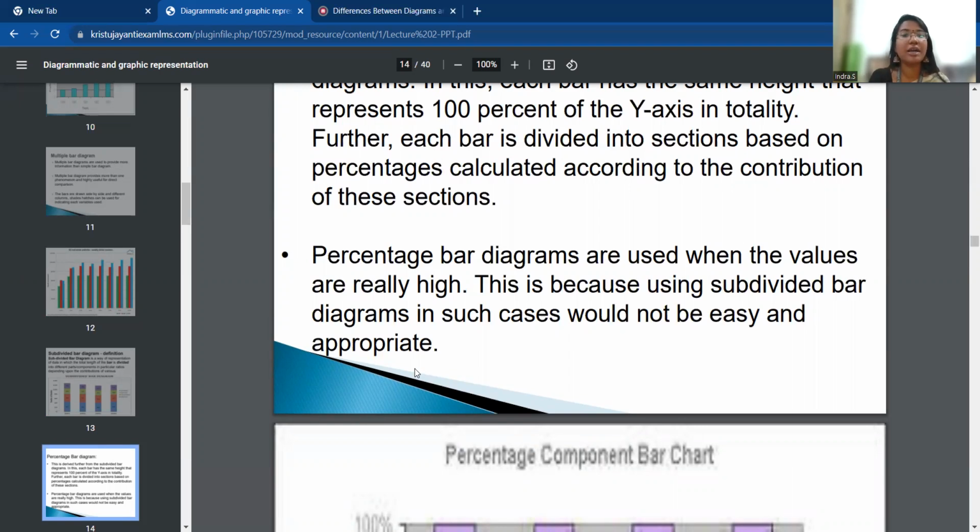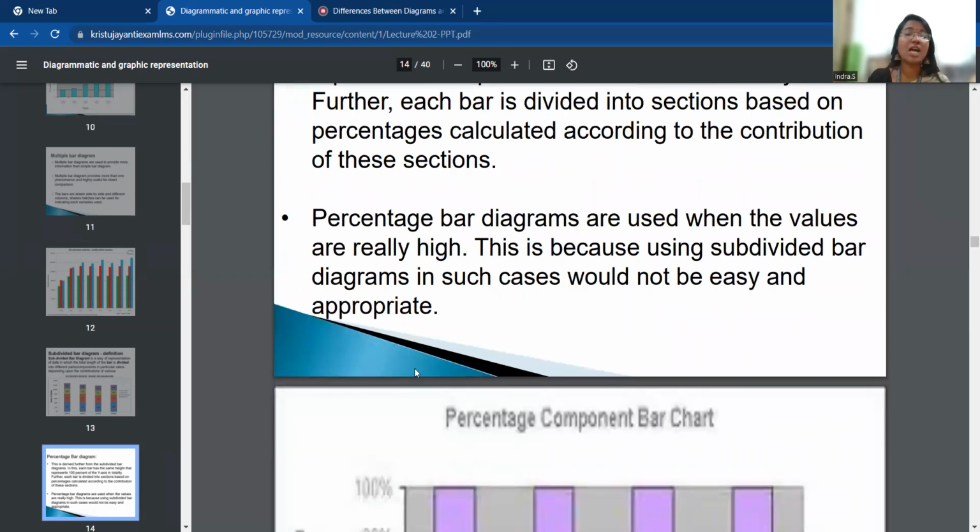Percentage bar diagrams are also widely useful. It also allows direct comparison, because it comes from the subdivided bar diagram. In such cases, it is not very easy, and approximate results are not derived because we cannot assume a few things. So percentage bar diagrams are used when the values are very high, because using a subdivided bar diagram is not very easy for a layman to classify or understand, and it does not give us an approximate result. That is one of the drawbacks of this percentage bar diagram.